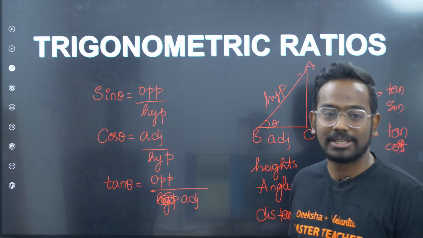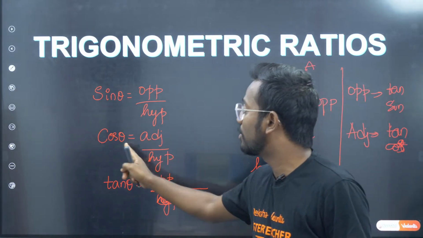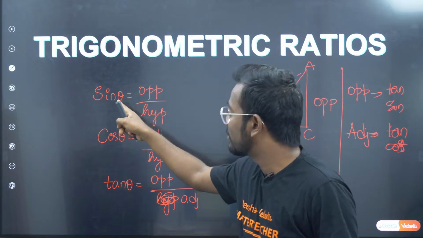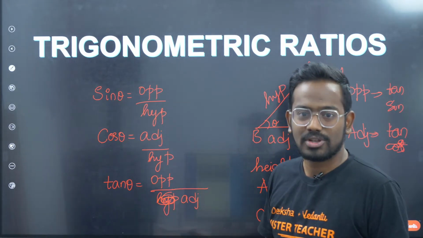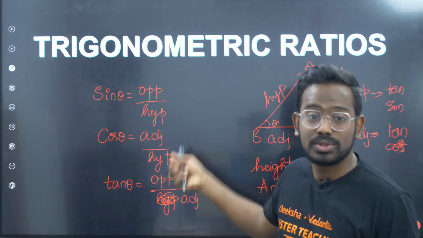So clearly, if you want adjacent, then you will go for cos. If you want opposite, you can go for either sine or tan. So according to the situations given, the third side is determined using these three.